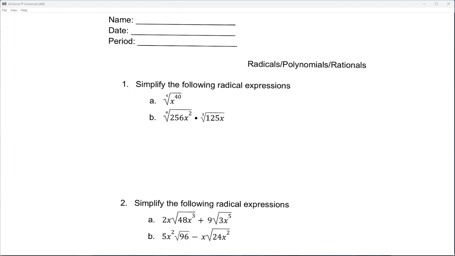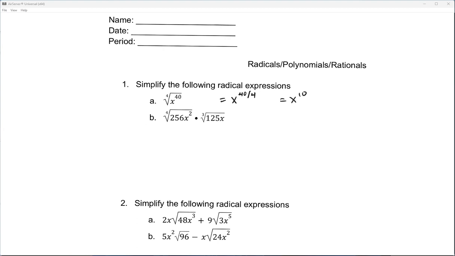Okay, and so let me share my screen. Go to Canvas real quick. All right, so for number 1, you're just converting this to a fraction. So this is going to be x to the 40 over 4 power, and that equals x to the 10th power, and that's it.